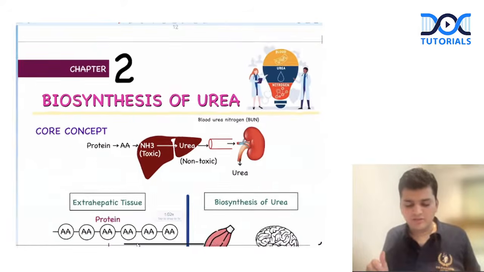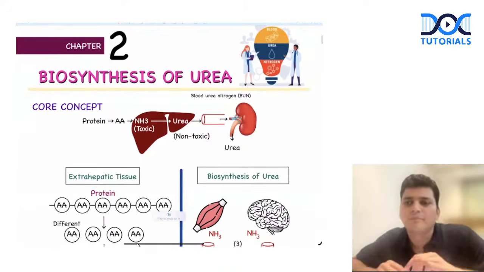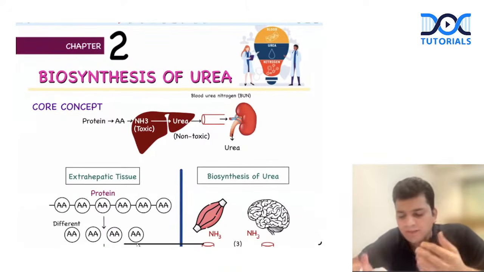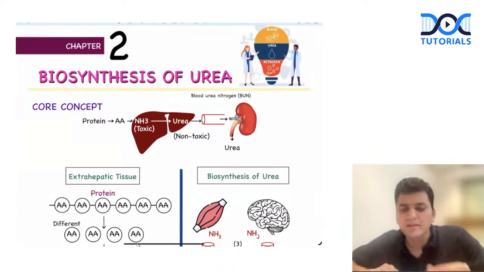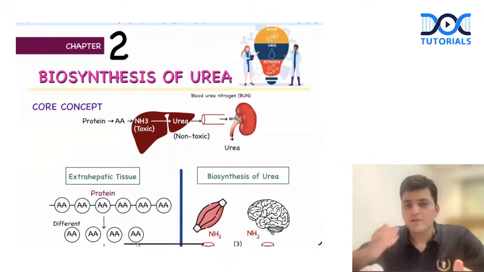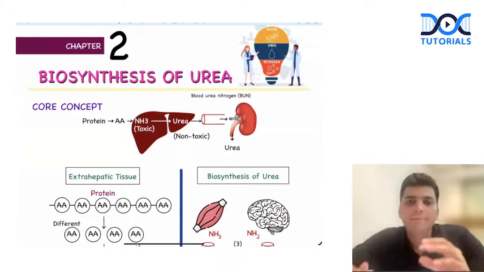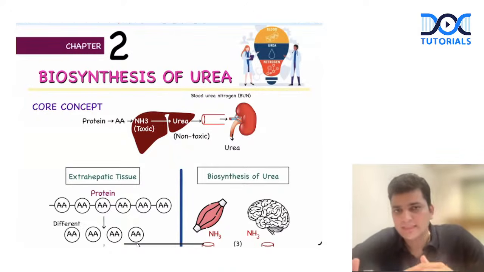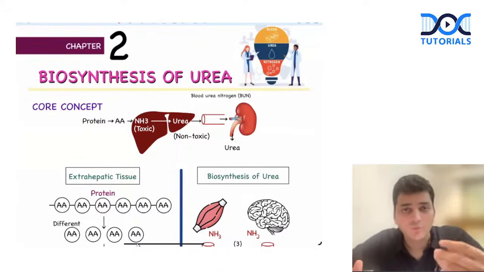Now coming to the next concept, that is the biosynthesis of urea. The next 5 to 7 minutes are very important for us to understand this overall topic of amino acid metabolism, because once we understand this, the things will be easy for us. Now, what is the meaning of this chapter? Biosynthesis of urea. We understand that we are synthesizing urea in our body, but the question is why? Why do you want to make urea in your body?